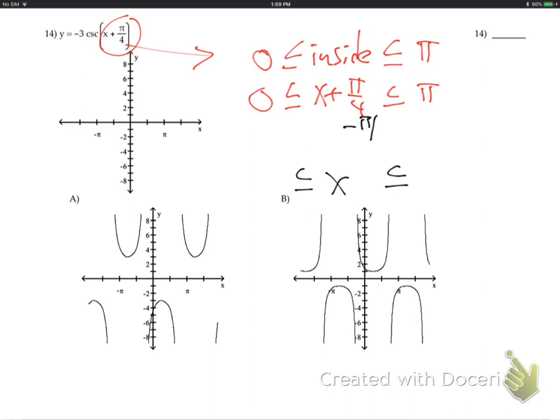Subtract pi over 4, subtract pi over 4, subtract pi over 4. The left side's easy, minus pi over 4. What about the right side? Well, put this over 1. To add or subtract, you need a common denominator. I like your whole pi thing. A whole pi, take away a quarter of a pi, leaves 3/4 of a pi.